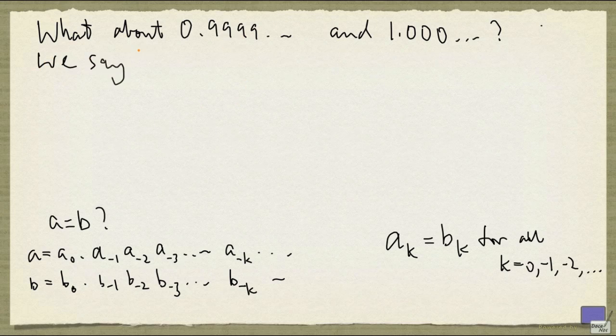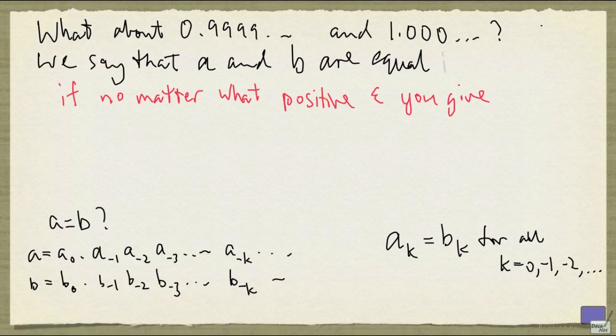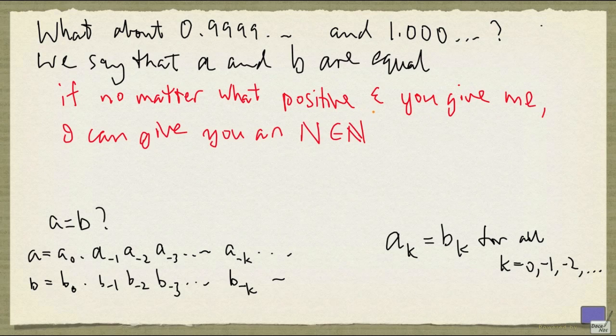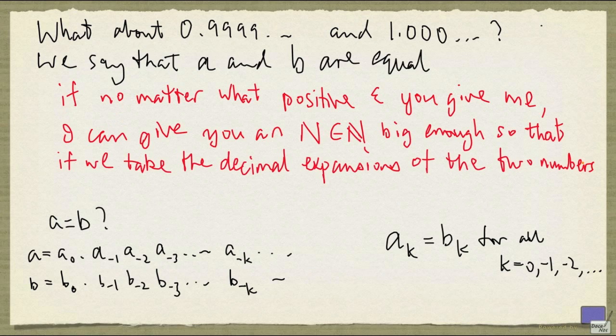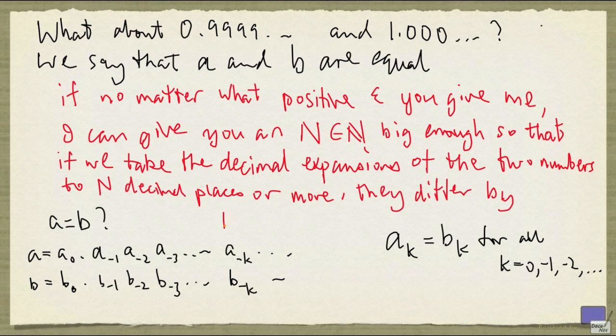We say that a and b, as given by these two infinite decimals, are equal if no matter what positive value epsilon you give me, I can give you a natural number n big enough so that if we take the decimal expansions of the two numbers to n decimal places or more, they differ by less than epsilon. This is quite a mouthful, so let me repeat this.